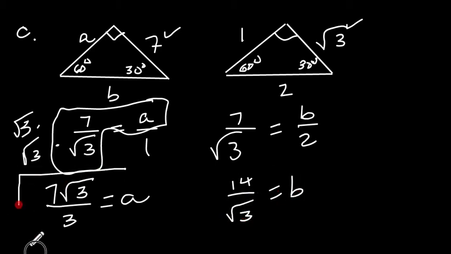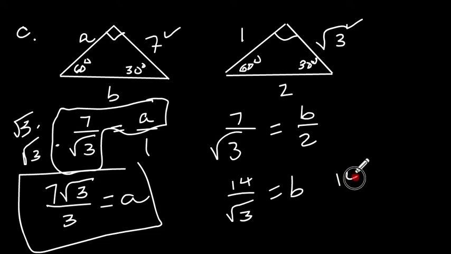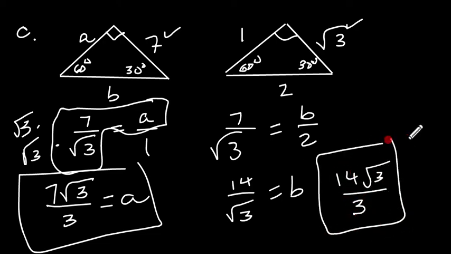And again, we need to rationalize. So it's going to be 14 root 3 over 3 by taking the top and bottom by the square root of 3. And those are your two answers.